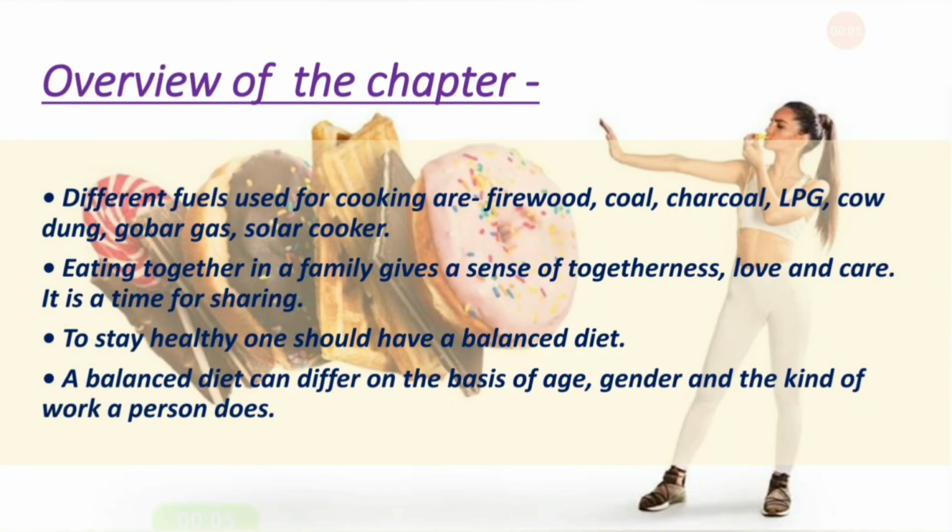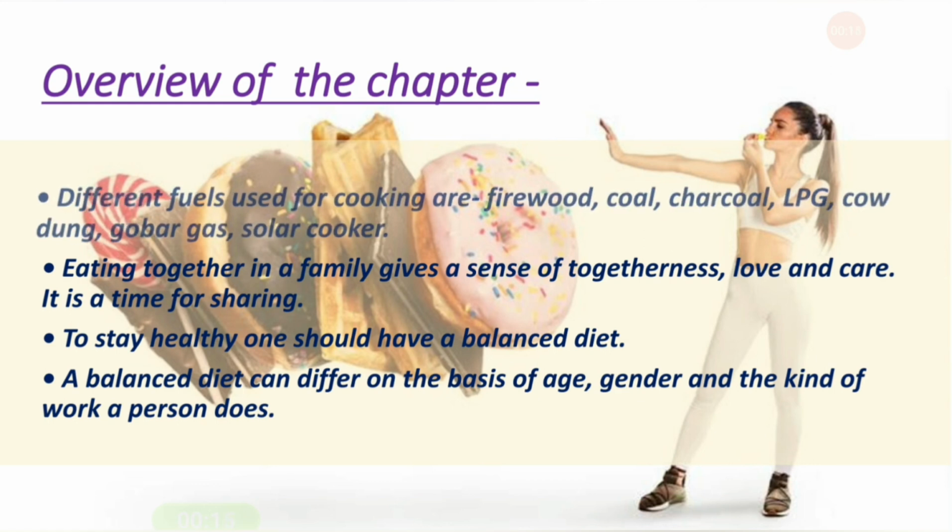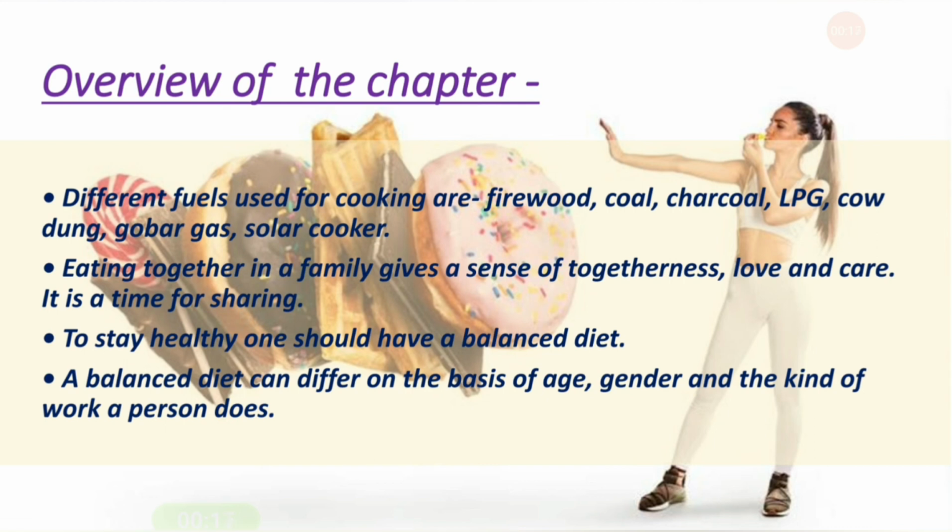So students, let's read the overview of the chapter. Let's start. Different fuels used for cooking are firewood, coal, charcoal, LPG, cow dung, gobar gas, and solar cooker. These are the different kinds of fuels that we use in cooking. Next, eating together in a family gives a sense of togetherness, love and care. It is a time for sharing.